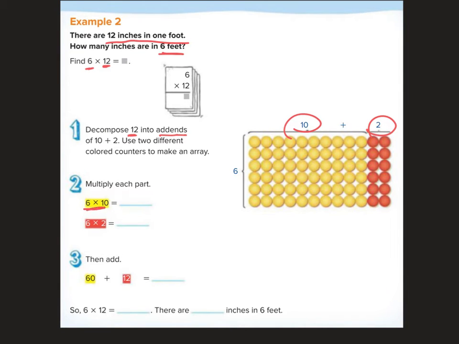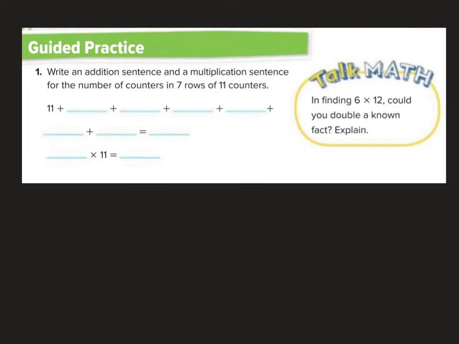So if I do 6 times 10, I know that's 60. And 6 times 2 is 12. And so if I add then 60 plus 12, I would get 72. Look at that nice little trick there. So 6 times 12 is 72. There are 72 inches in 6 feet.